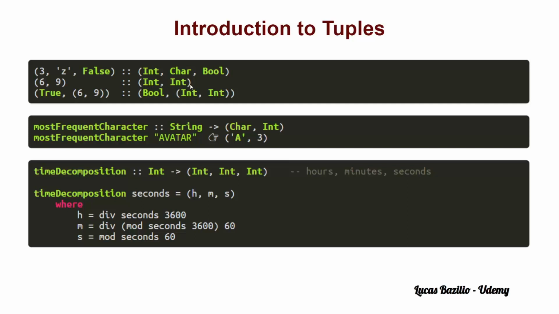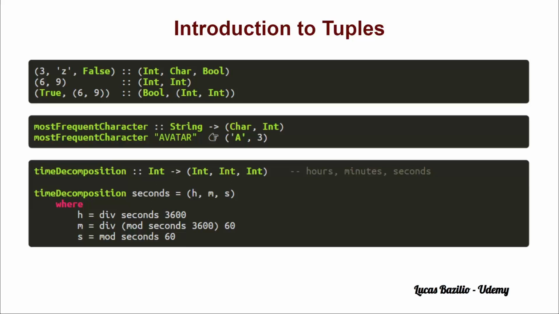Int, comma, Int. And here in this example, we see that it is possible to nest a tuple inside another tuple. Note here that we have a tuple whose first element is the value True, which is a Boolean value, and then the second element of this tuple is indeed another tuple consisting of two elements, 6 and 9. And we can see here the type of this object. It is a tuple that has as a first parameter the Boolean value, and as a second parameter a tuple consisting of two integer values.